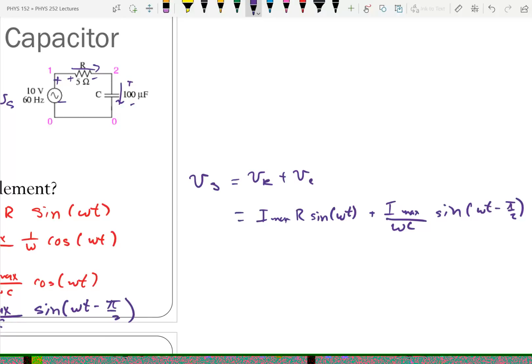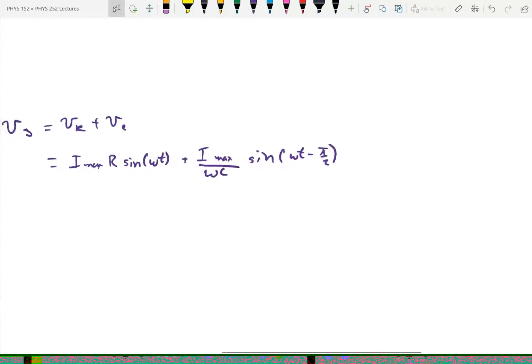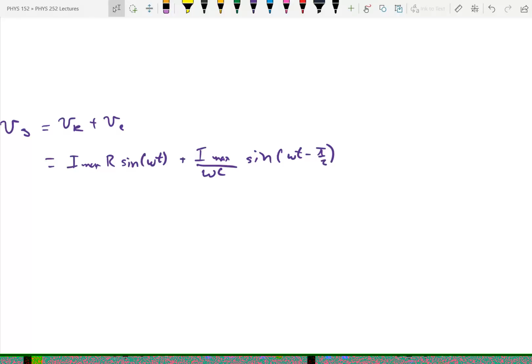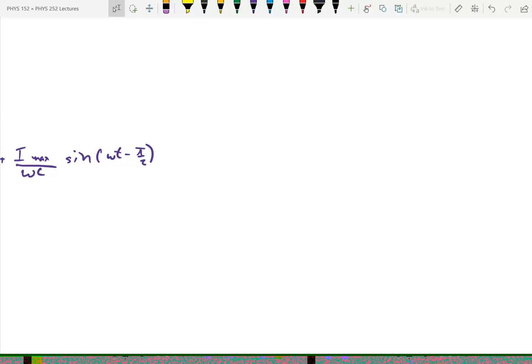Now, when you look at this, you have two different terms with different phases. That is, they're hitting their peaks at different times. And so what we do to get into the whole phasor idea is we say, let us pretend that we have, for the voltage, a voltage with this magnitude. So there's like VR.